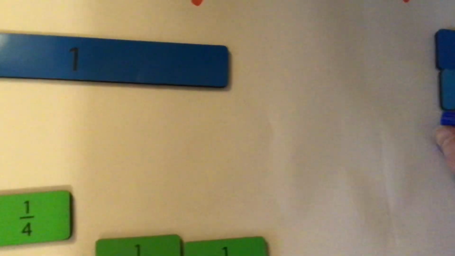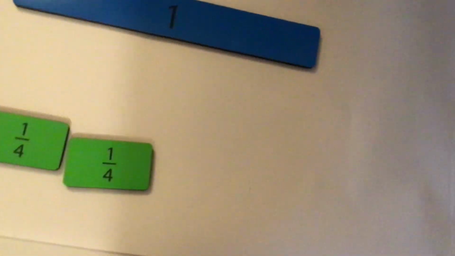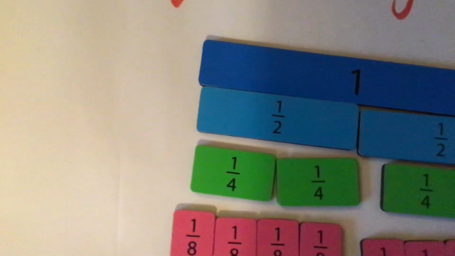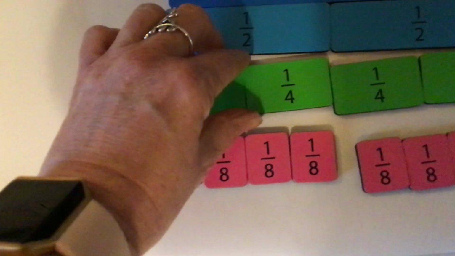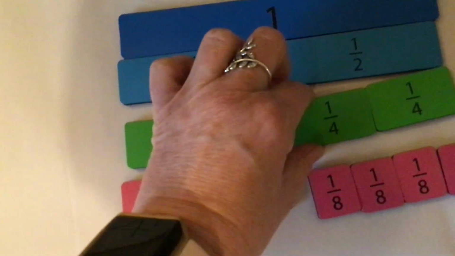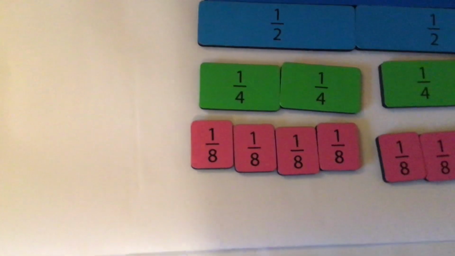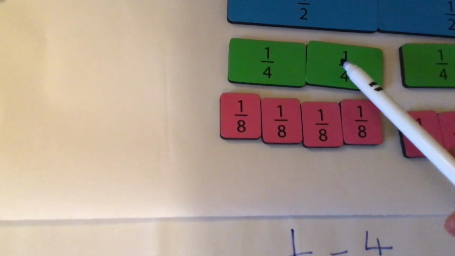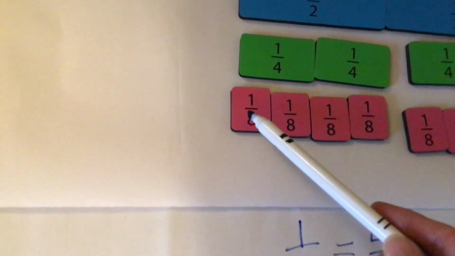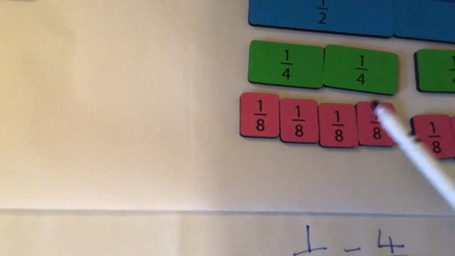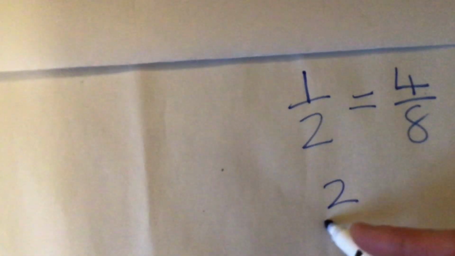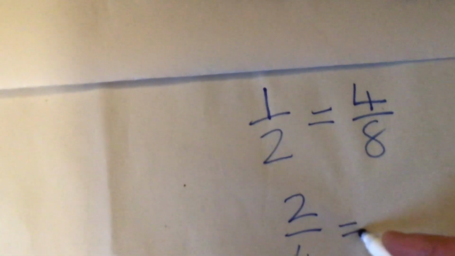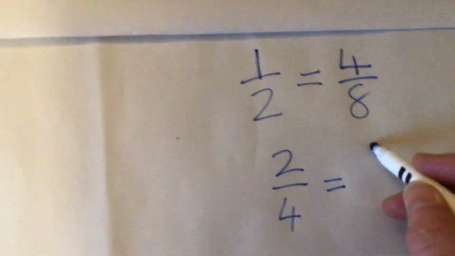Okay, move those back down, bring my quarters, just drop those in there. Okay, so this time, if I've got 2 quarters, how many eighths have I got? 2 quarters, denominator 4, how many eighths? 1, 2, 3, 4. So I could write 2 quarters equals 4 eighths.